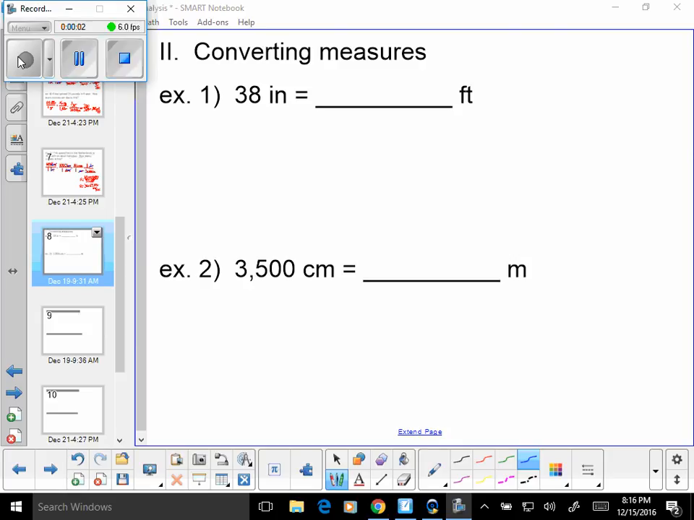Well, here we are, 8th graders. We're going to try for our third part of dimensional analysis, 5.2b. In this part, we are going to convert measures.